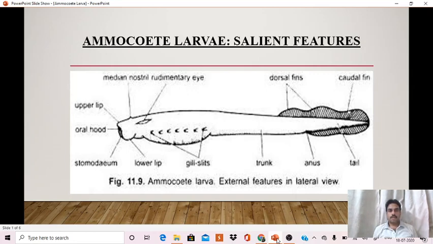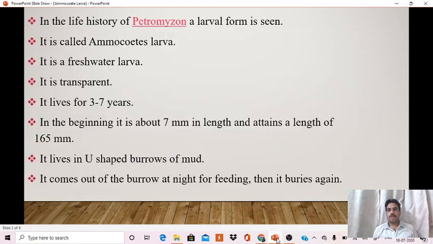Then there are 7 pairs of gill slits, and at the posterior end a caudal fin, which is in continuation with a single dorsal fin. These are the salient features of ammocoete larva.